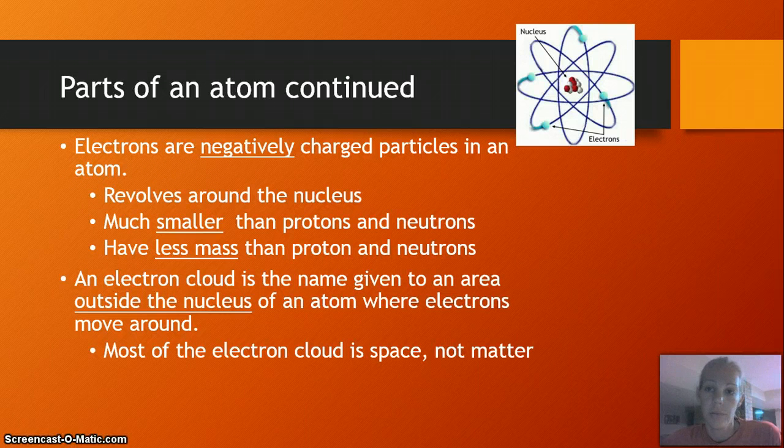Another subparticle of atoms is the electron. It is the negatively charged particle in an atom. And that is the particle that revolves around the nucleus of an atom. Electrons, even though they have much more space to move around, are actually much smaller and have less mass than protons and neutrons. So the electron cloud is mostly space versus mass or matter.